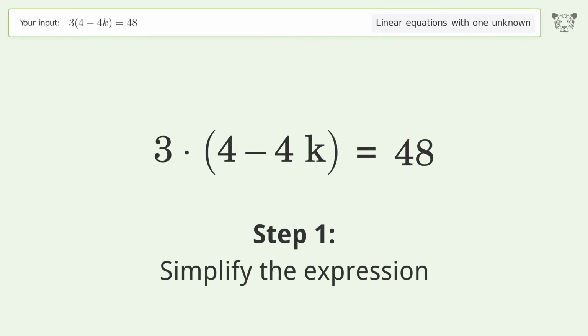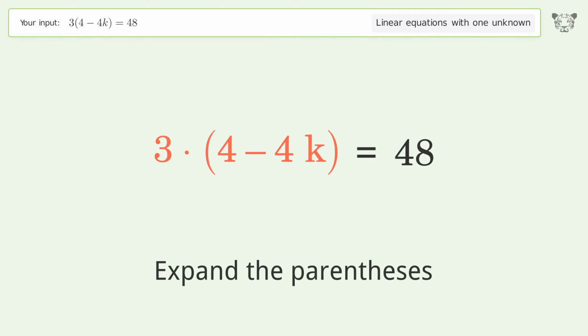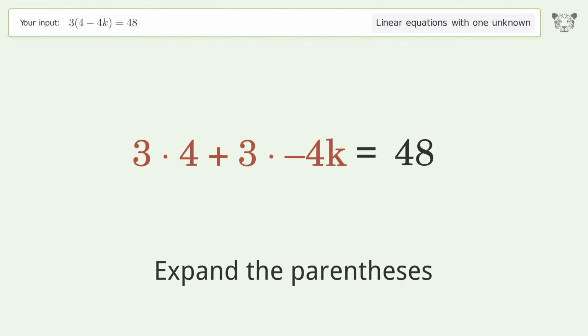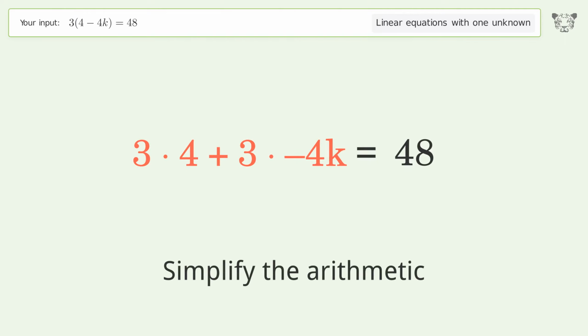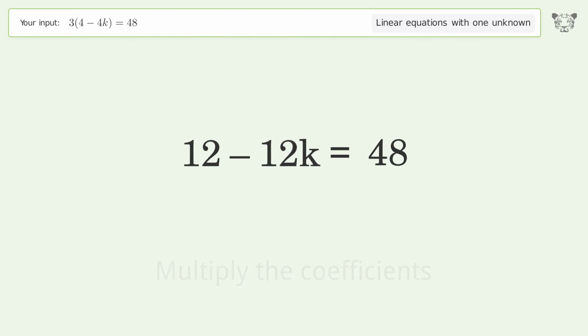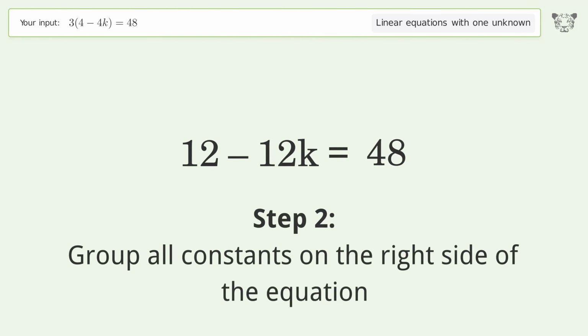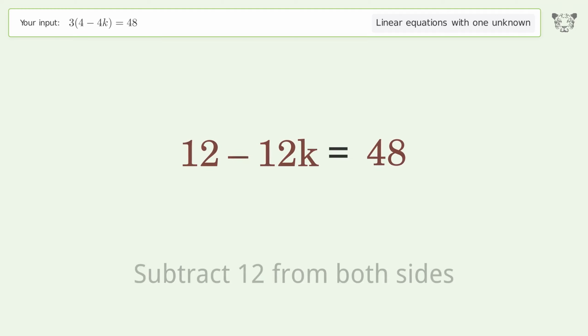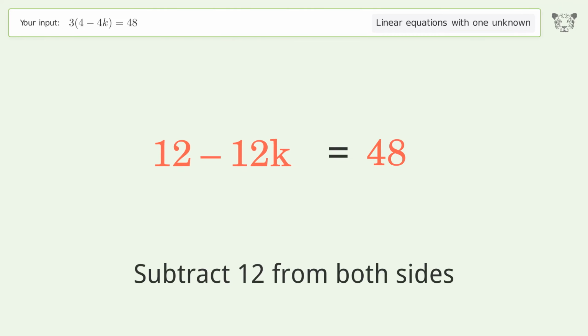Simplify the expression. Expand the parentheses. Simplify the arithmetic. Multiply the coefficients. Group all constants on the right side of the equation. Subtract 12 from both sides.